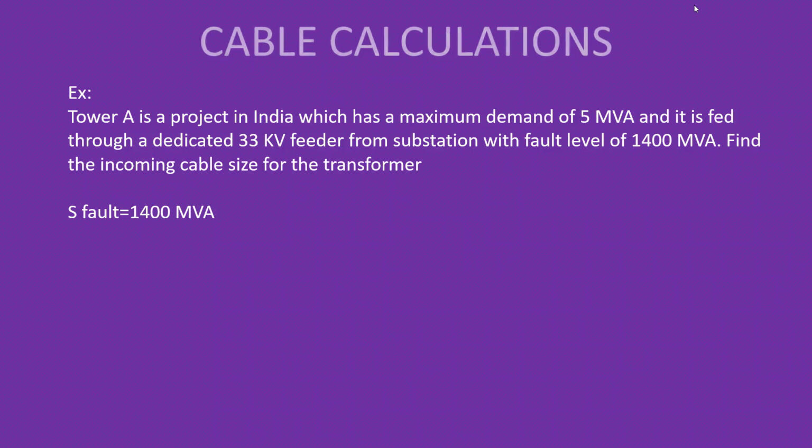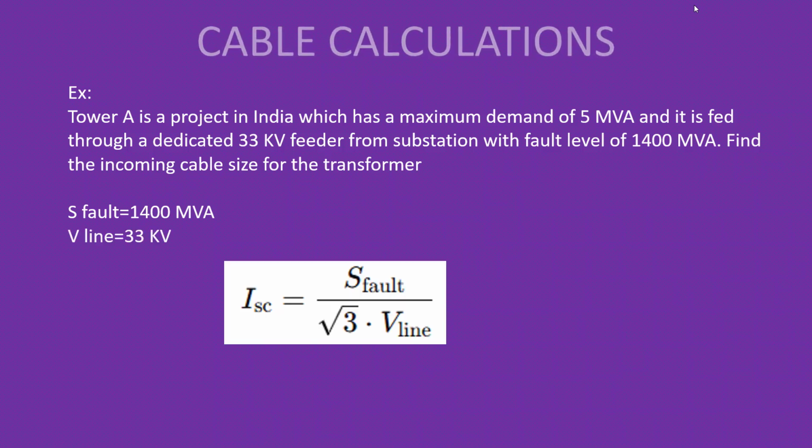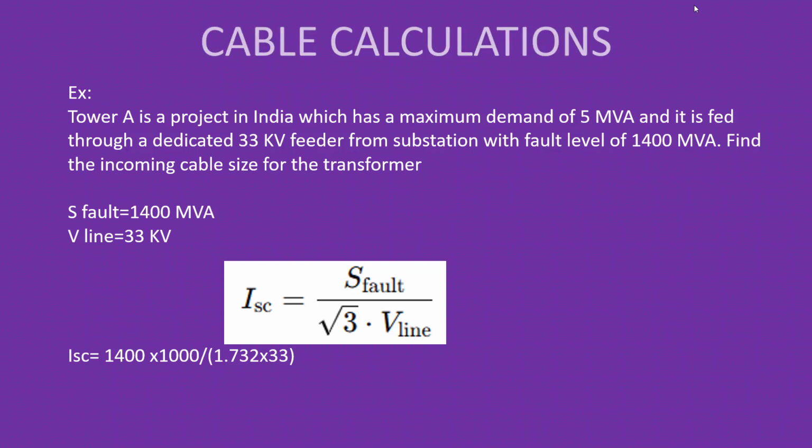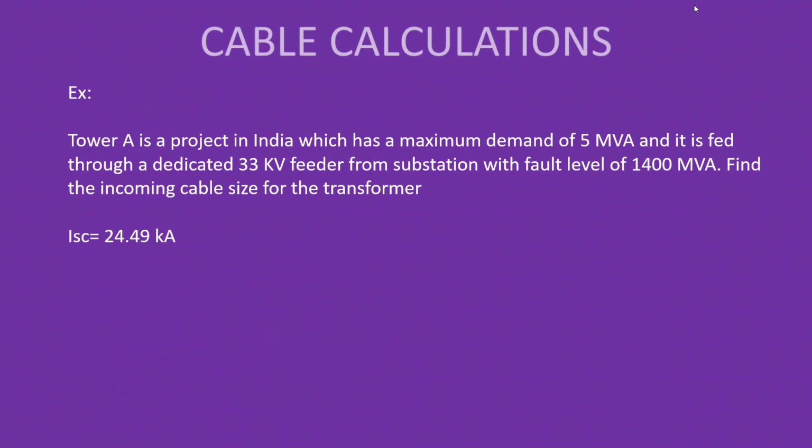Our fault MVA equals 1400 MVA, line voltage equals 33 kV, then short circuit current ISC equals fault level divided by root 3 divided by line voltage. If we substitute these values in the equation, fault MVA equals 1400 into 1000 divided by root 3, 1.732, into line voltage equals 33 kV. The answer will be 24494 ampere. That is 24.49 kiloampere. So short circuit current is 24.49 kiloampere.